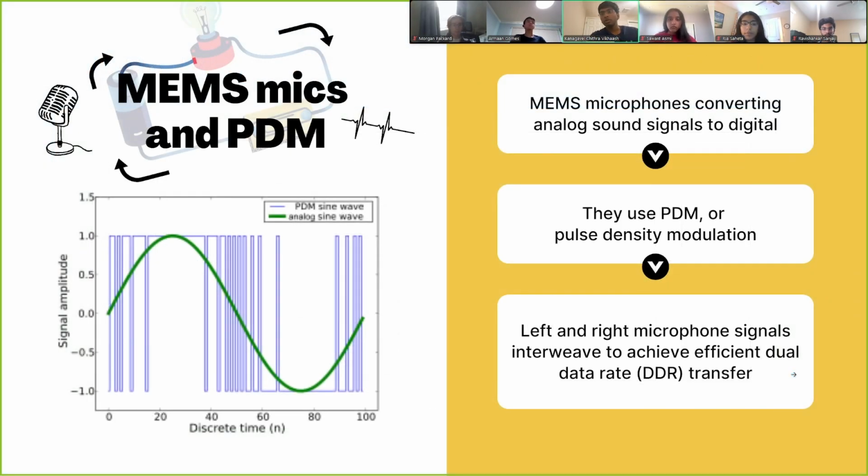So the microphones we're using are MEMS microphones. MEMS microphones convert analog sounds to digital. They do this using PDM, or pulse density modulation, where a higher amplitude of sound means a higher density of ones, and lower amplitude means higher density of zeros. Also, left and right microphone signals interleave to achieve dual data rate transfer.